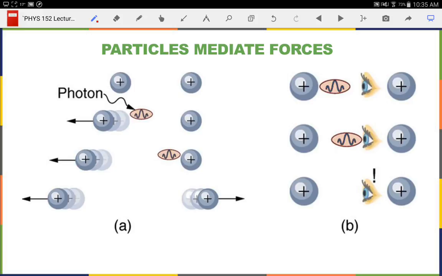The particles mediating the forces are virtual particles. And when I say a virtual particle, I'm sure that conjures up all kinds of crazy ideas. Here's what it means to say it's a virtual particle. A virtual particle is a particle that we cannot measure and that is violating conservation of energy. Does that make you feel good to know that we're talking about now particles that violate conservation of energy? No, it doesn't make me feel good either.